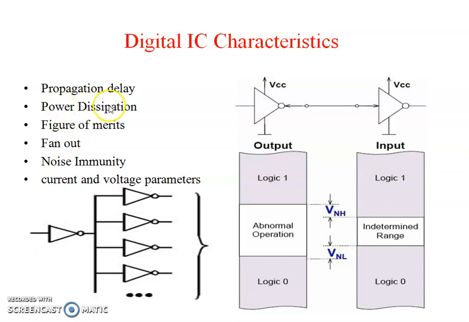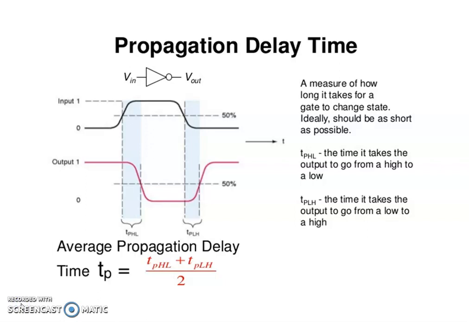First one is propagation delay, second one is power dissipation, third one is figure of merit, fourth one is fan out, fifth is noise immunity, and sixth is current and voltage parameters. Now we will discuss one by one. First one is propagation delay.